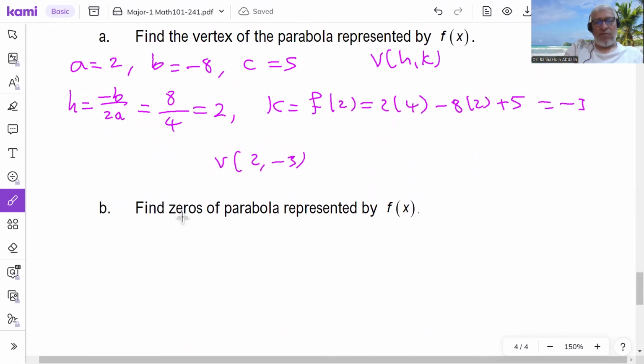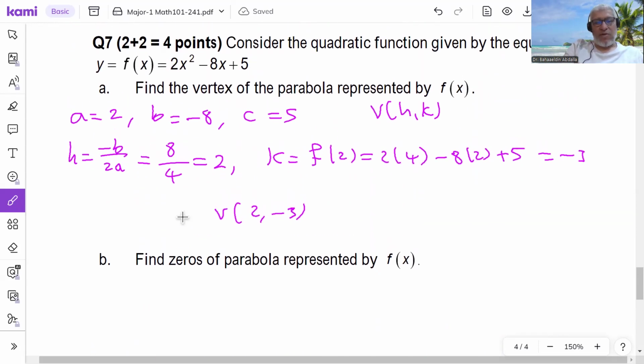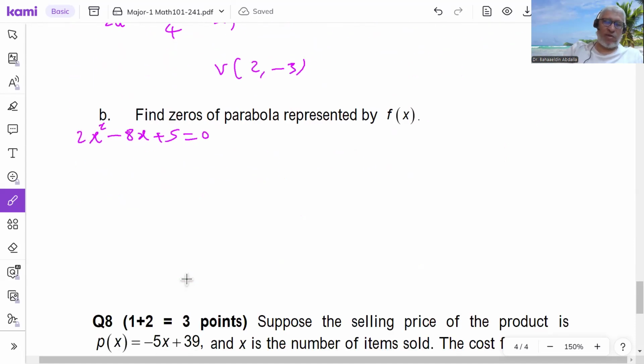Find the zeros of the parabola. The zeros are the x-intercepts, where y is 0. So 2x squared minus 8x plus 5 equals 0. So putting y equals 0, we will get the zeros of the parabola, or the x-intercepts of the parabola, or the solutions of this equation.